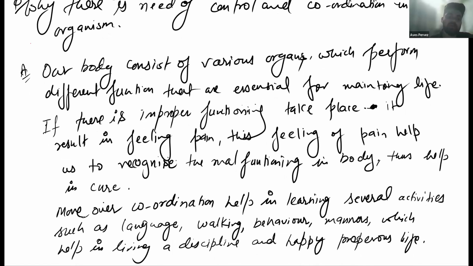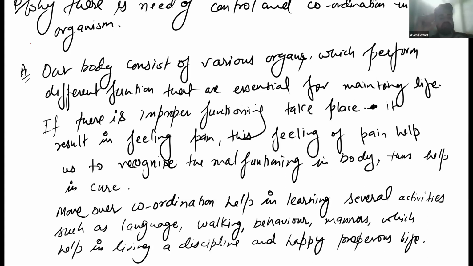Moreover, control and coordination help in learning several activities such as languages, walking. Whatever we are learning today, what we are doing here, is stored in the brain, and we are just responding. For example, you are very much familiar with writing with your right hand. If you don't have control and coordination, if you don't have trained nerve cells, then you are not able to write properly. You will forget every time.